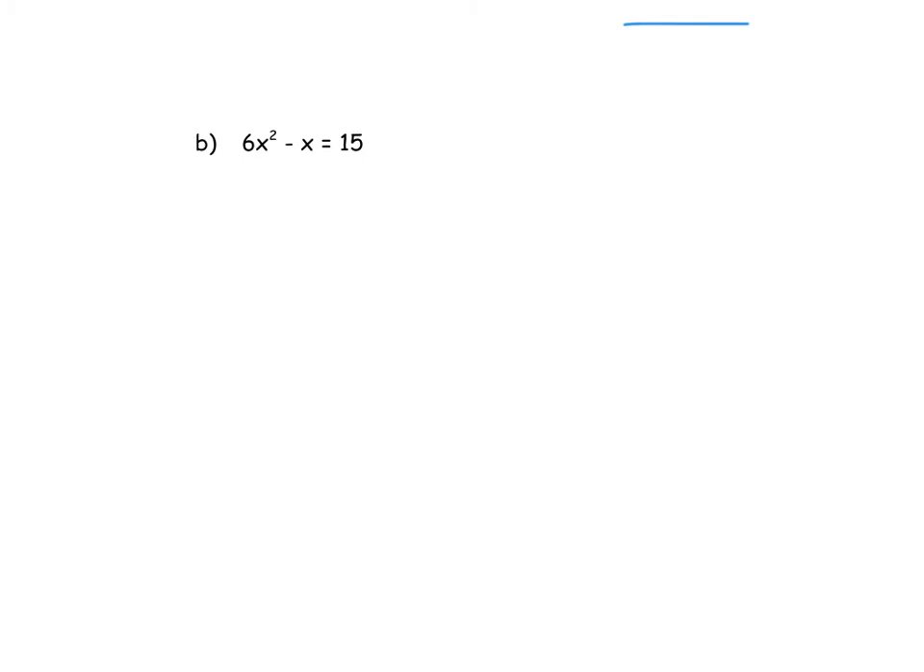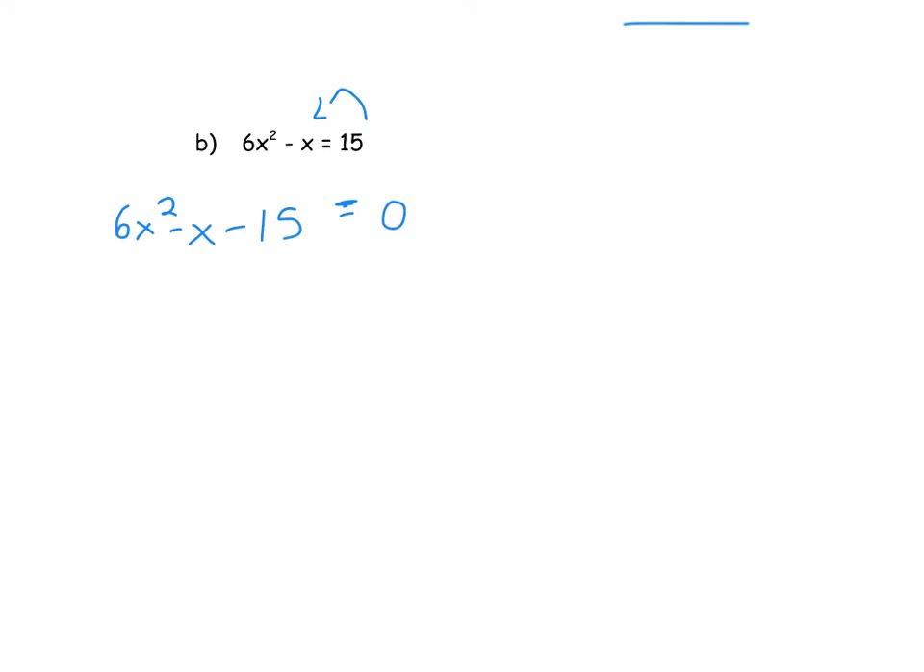All right, let's look at a second example here. So 6x squared minus x is equal to 15. So you'll remember that the first step that we took was to move everything to one side, all the terms to one side, and equate the other side to 0. So that means that I'm going to bring this 15 over and leave the 0 on the right-hand side. That's going to leave me with 6x squared minus x minus 15.